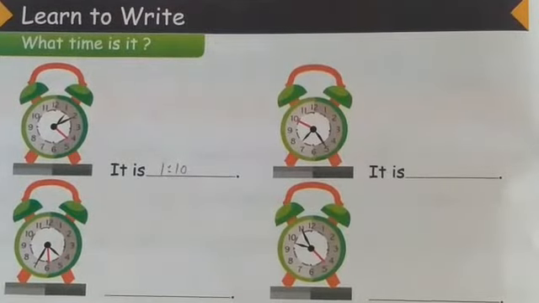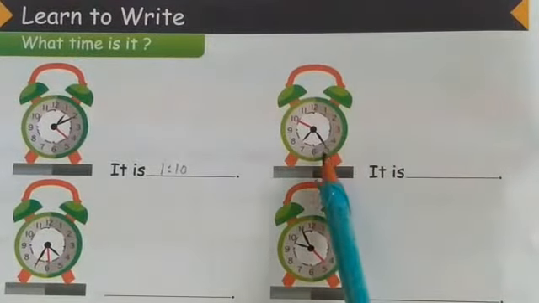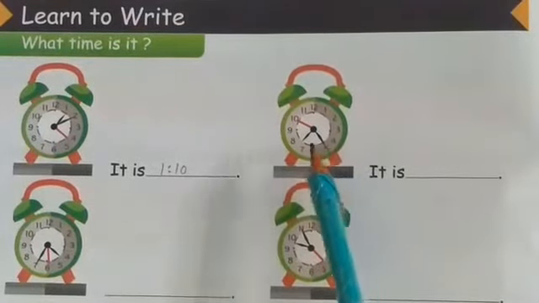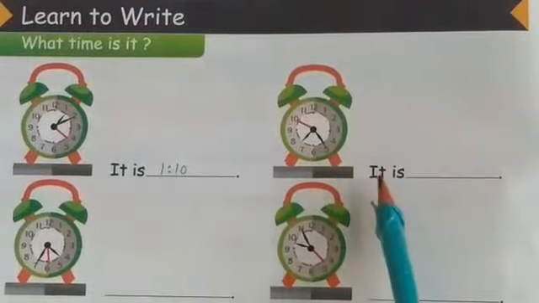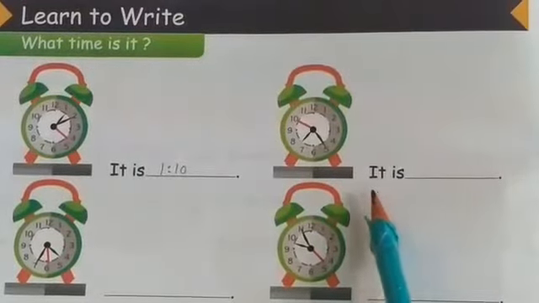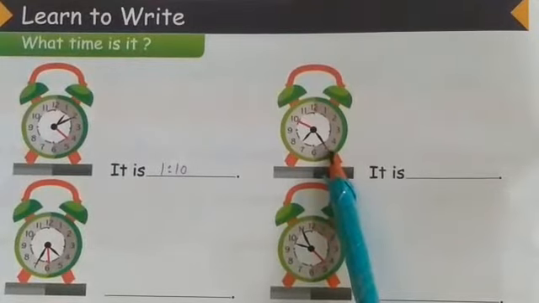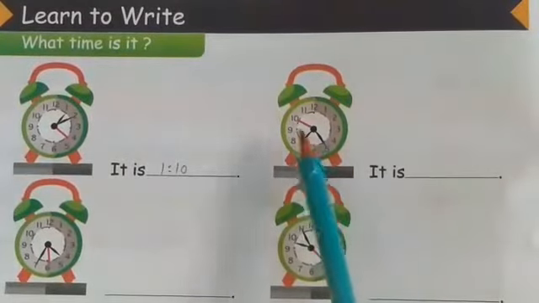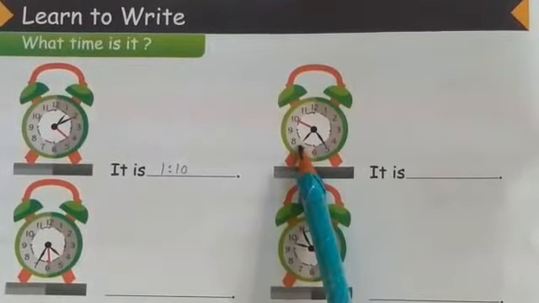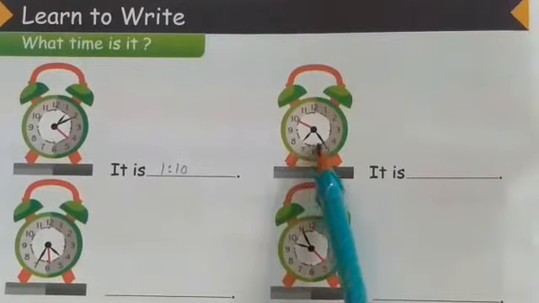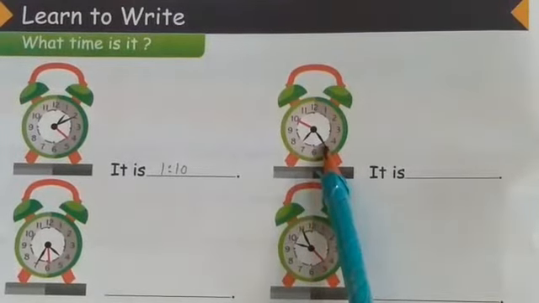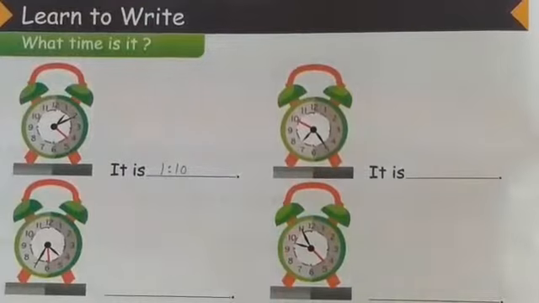Now look at the next one. Yes, first you have to look at the position of the hands and after that you have to tell the time. So what is this? It is 7:25. It is 7:25 because the big hand is on 5 and 5 fives are 25 and the small hand is on 7, so it means the time is 7:25.